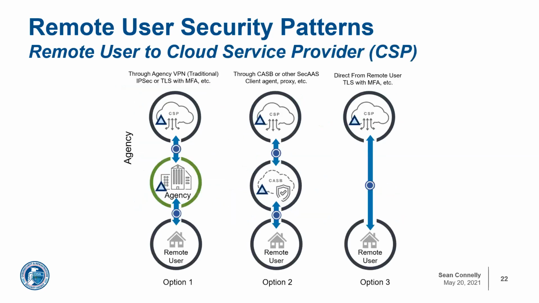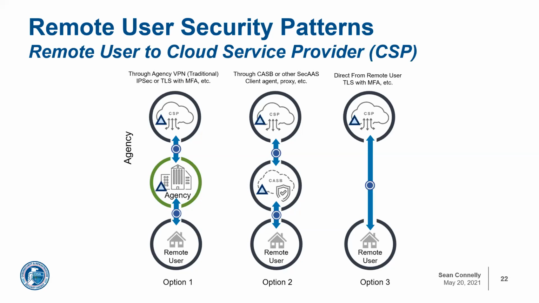Next slide, please. And now we present options for the remote user use case and how the remote user can connect to cloud environments. Again, pretty similar between options 1, 2, and 3. First option, the remote user goes through the agency campus to connect to the cloud provider. Option 2 is the agency remote user going through a CASB. Option 3 is the remote user going directly to the cloud provider themselves. It's important to note with each of these that the agency understands where they put their policy enforcement points and where they embed those different security solutions along the path of that connection.